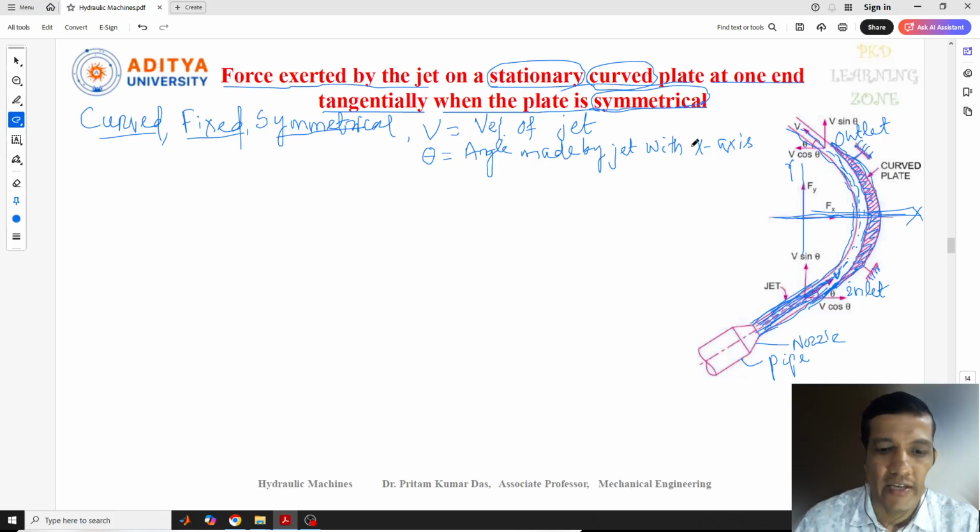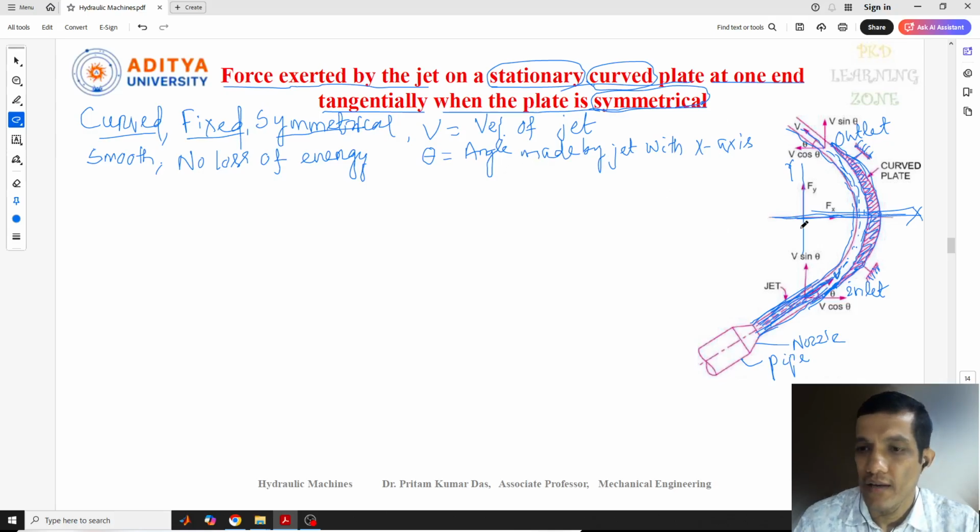Now the next thing: let's consider that the plate is very smooth. Why do we need to consider the plate smooth? So that there is no loss of energy. If the plate is very smooth, then the fluid flowing with velocity V here is supposed to leave from the outlet with the same V. So when the plate is considered smooth, there is no loss of energy due to the impact of the water jet.